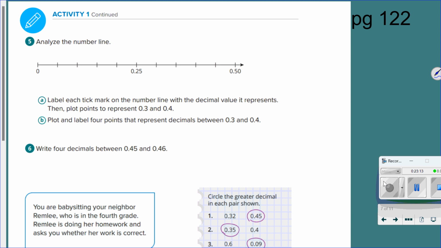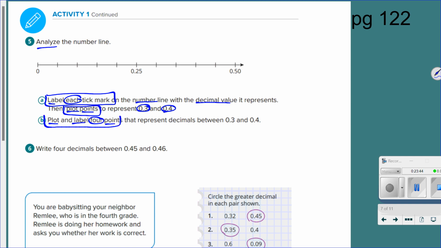So we're going to give you guys a chance, and this is a common task. You're going to analyze the number line. A lot to do here. Please mark your text. Label each tick mark on the number line with the decimal value it represents. Then plot points to represent 3/10 and 4/10. So two things. Label each tick mark. Plot the points for those two pieces. Then you're going to plot and label 4 points that represent decimals between 3/10 and 4/10.